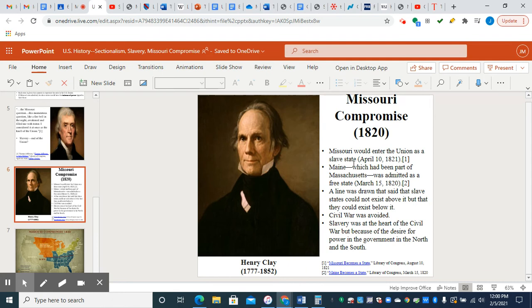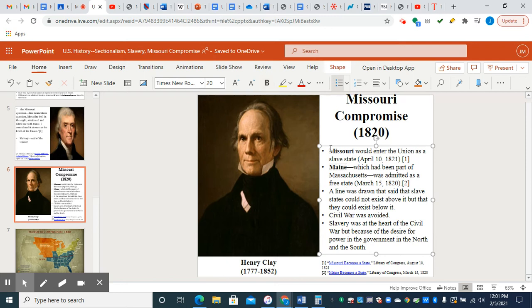Okay, so number one, Missouri would enter the Union as a slave state. So they do compromise on that. Say, okay, so it will come in as a slave state, but they will add another free state called Maine. Okay, so Maine has not existed yet until this point. Maine was part of Massachusetts. So what they did was they figured, okay, there's enough people up here to justify having another state. So we will create the state of Maine out of the state of Massachusetts.